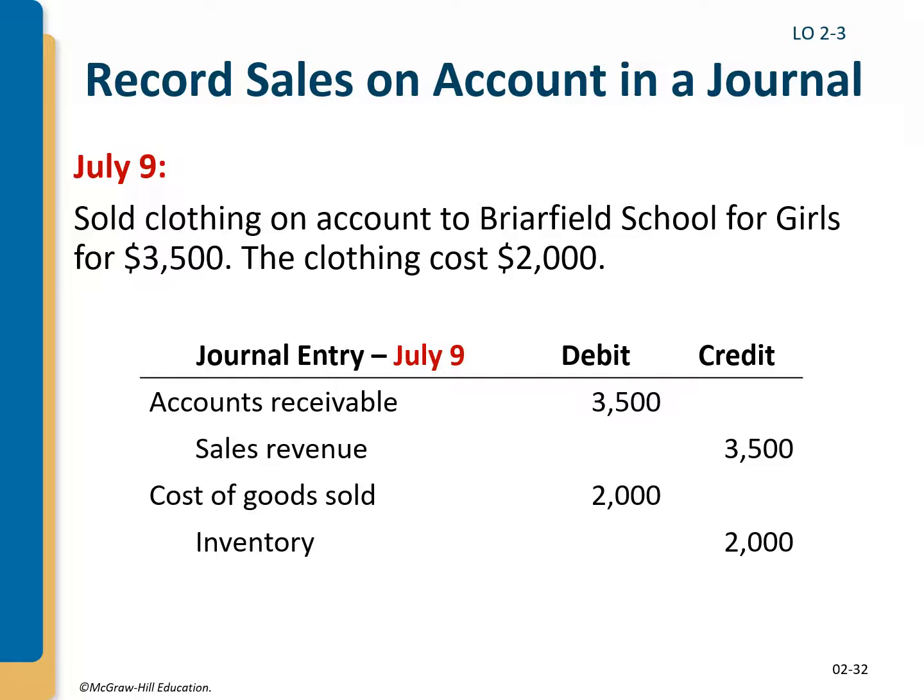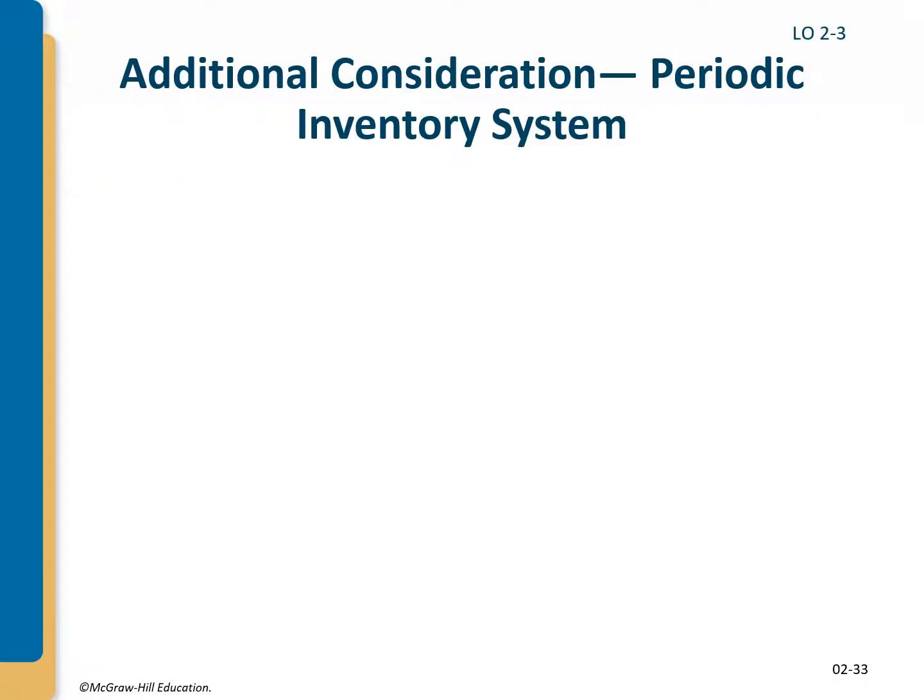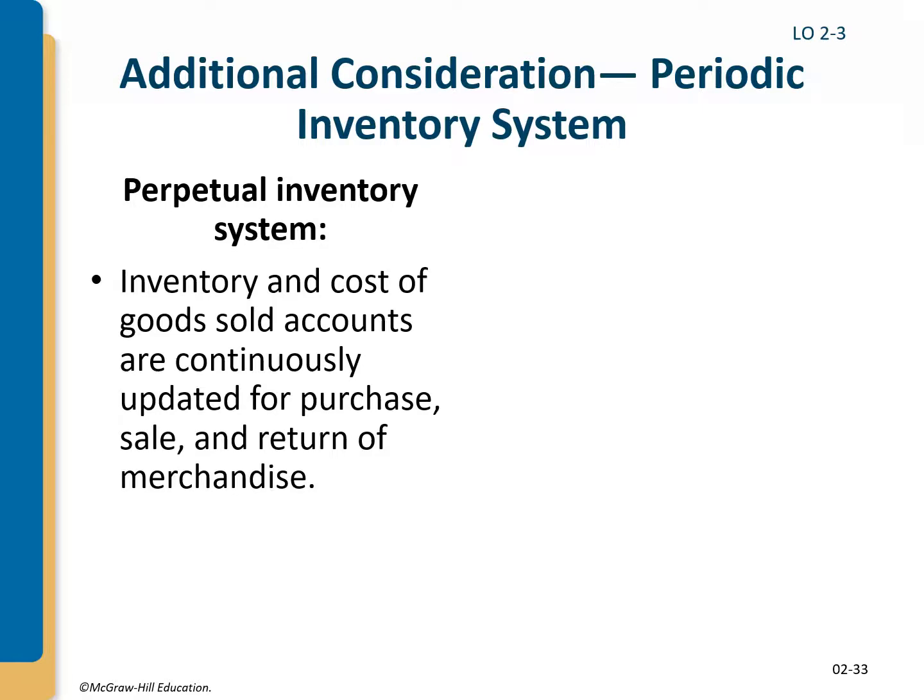We made a sale. We want to decrease the inventory asset account on the credit side and increase the expense account, cost of goods sold, for the cost of the items that were sold. Remember, cost of goods sold is an expense account. We're going to skip over the periodic inventory system right now. Let's go to our next one.